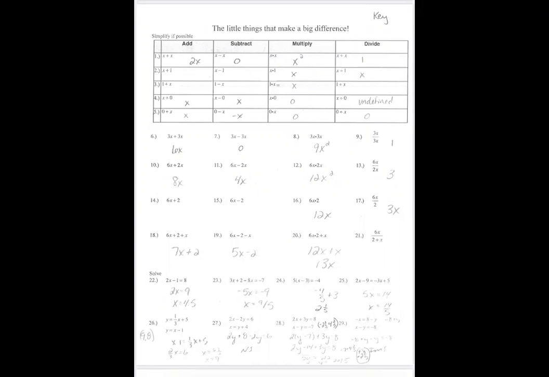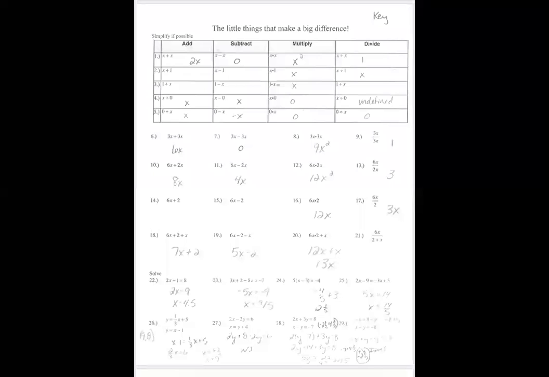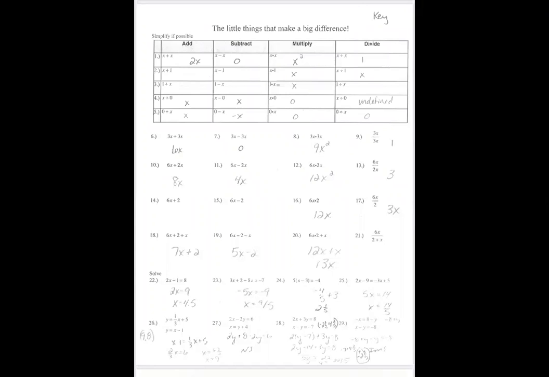A common mistake there is to still want to write the x. You could write the x, but it would have to be 0 times x, which is more simplified as just 0. Number 8, 3x times 3x is 9x squared. So just like in our chart, when we had x times x, we got x squared. Because you have the coefficients of 3, 3 times 3 would give you a 9 there.